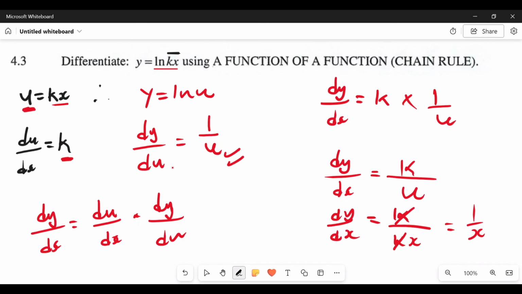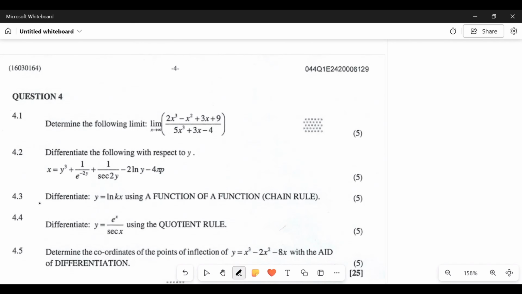Right, we are done with 4.3. How about we do 4.4? Now we're gonna copy this question here of 4.4, paste it where there is space, and let's do it.